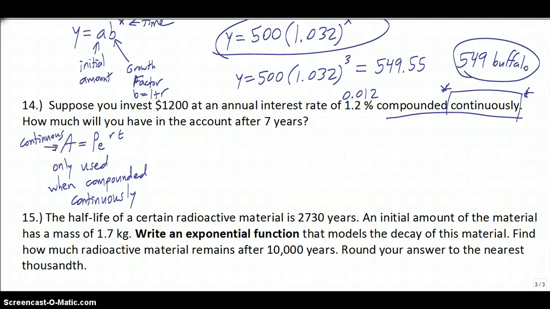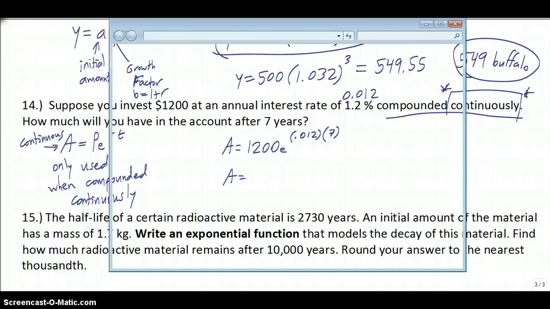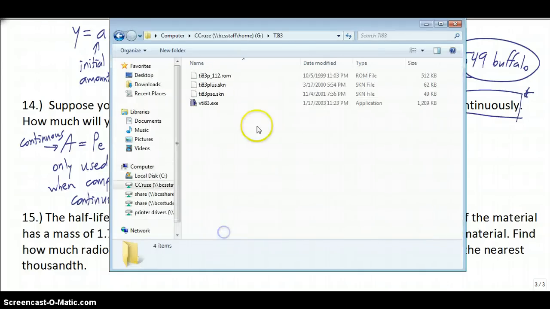Anyway, it's real simple. It's almost the same thing. P is your initial amount, e is a number, it's on your calculator, r is the rate, this time not added to 1 though, and t is time, of course. So how much will we have in 7 years? So $1,200 times e to the r, which is 0.012, and t is 7 years. So then I just multiply, and I'm going to show you on the calculator just so you can see how I would plug it in.